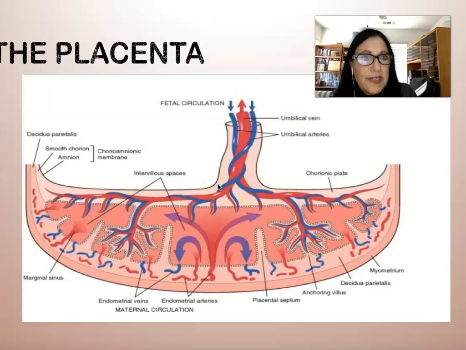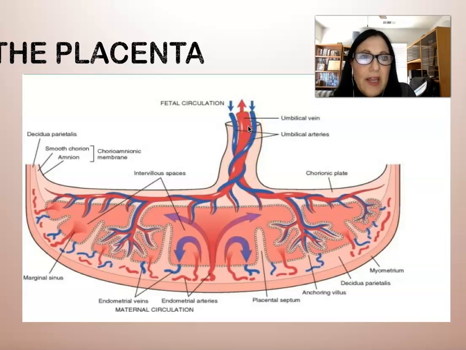Here it is, more detailed. We're not going to go into the nitty-gritty details right now. We're just going to show you the fetus's blood vessels. So we have two arteries, fetal arteries, and we have one fetal vein. Notice that the fetal vein is the red blood vessel. It's oxygenated.